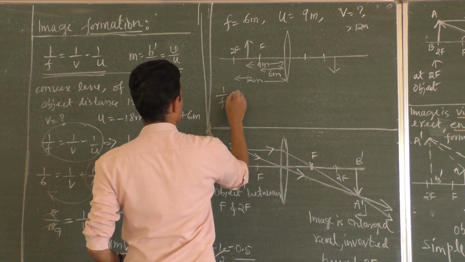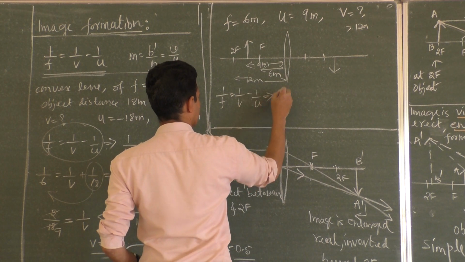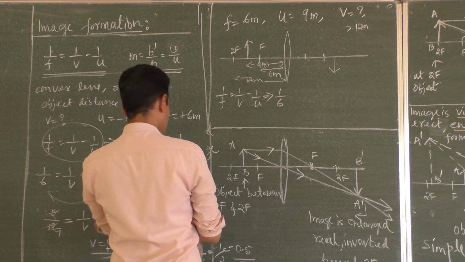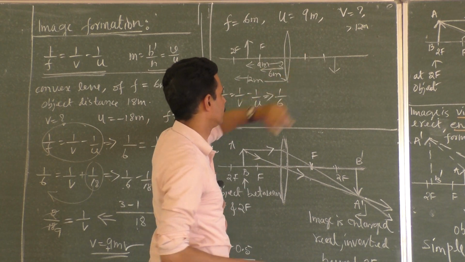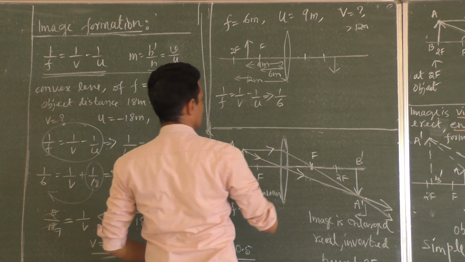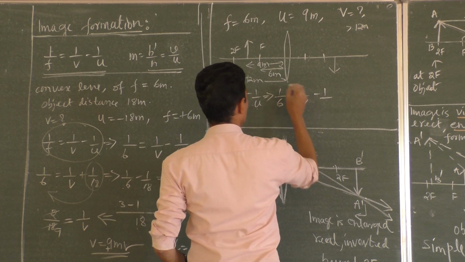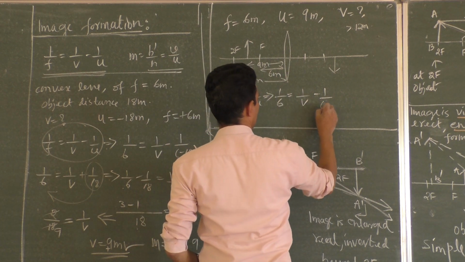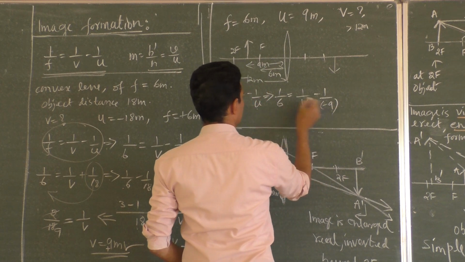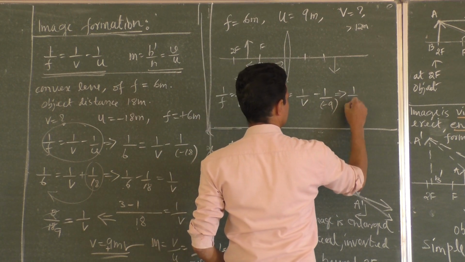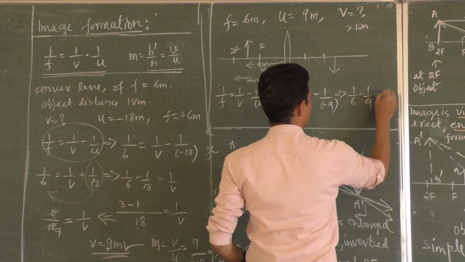1 by F equal to 1 by V minus 1 by U. That implies 1 by 6, positive focal length. Why? Because if you incident parallel rays, they meet at the focus on the other side, positive, is equal to 1 by V minus 1 by U. U is minus 9, right? And this is plus 1 by 9. When you bring it here, that becomes 1 by 6 minus 1 by 9. Minus minus becomes plus. Here it becomes 1 by V.